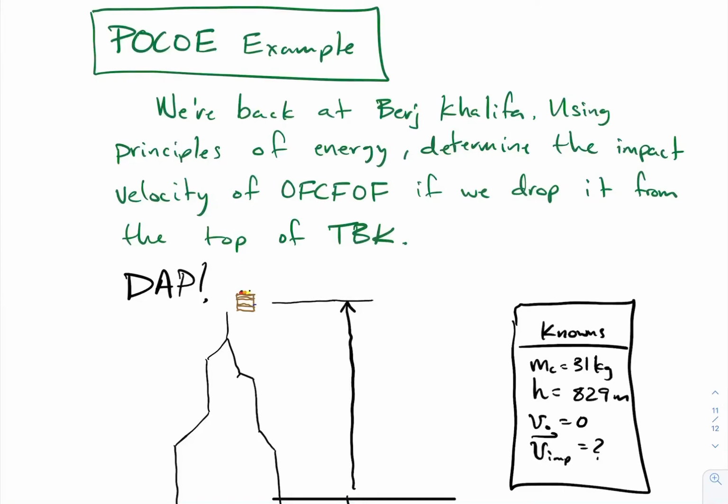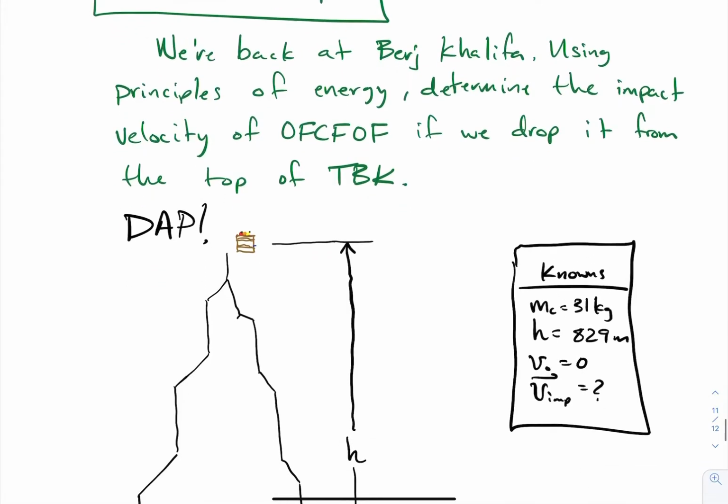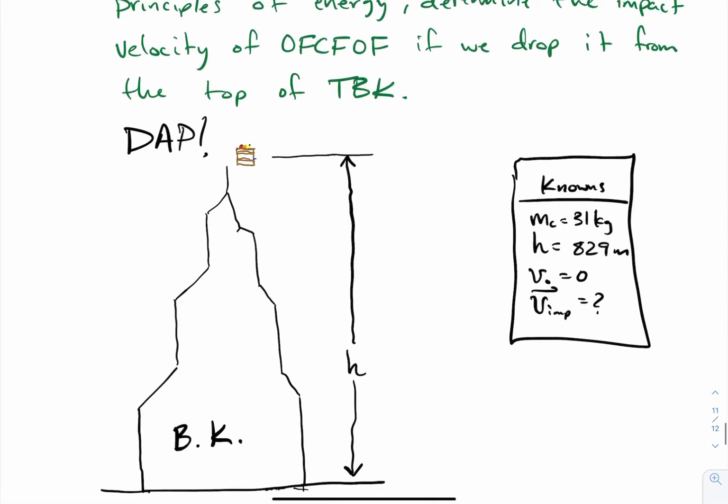Hello, this is our first example using POCOE. In this example, we're back at the Burj Khalifa. Using principles of energy, we're going to determine the impact velocity of our favorite crate full of fruit if we drop it from the top of the Burj Khalifa. And I went ahead and drew a picture. It's actually a very similar picture to what we had before.